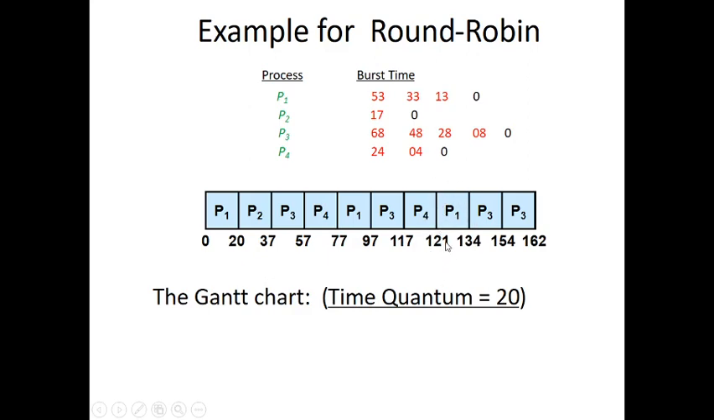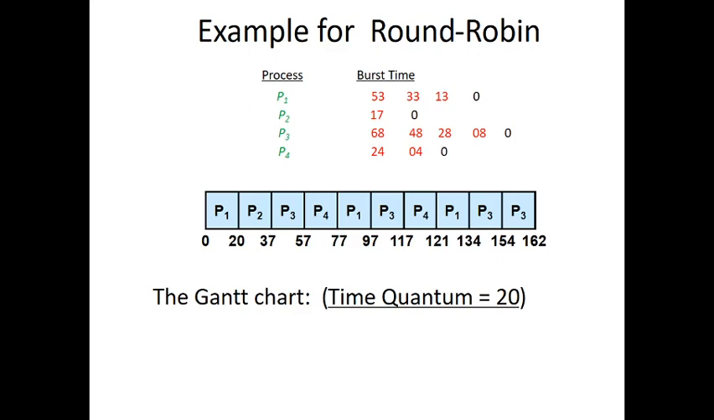Let us check for P4. P4 has waited twice: at 57 and also at 117. I'm assuming that all the processes have arrived at time t equals 0. So P4 has waited for 57 units of time here, plus here also it has waited. How to calculate this? 117 minus 77. Whatever the answer, plus 57, is the total waiting time for process P4.